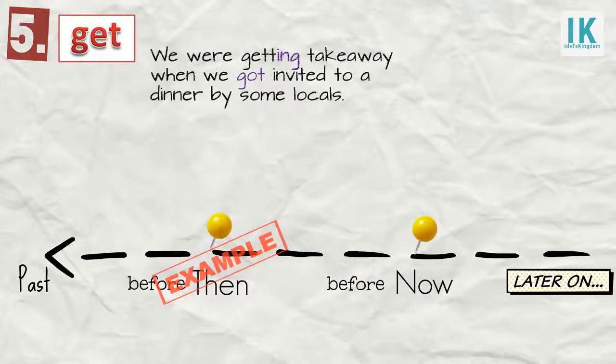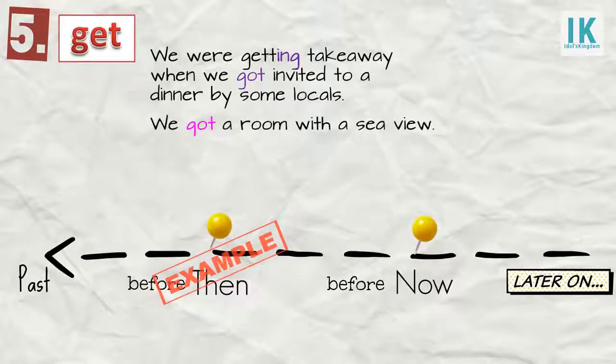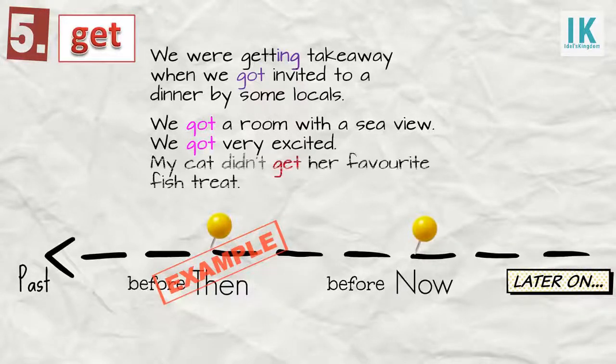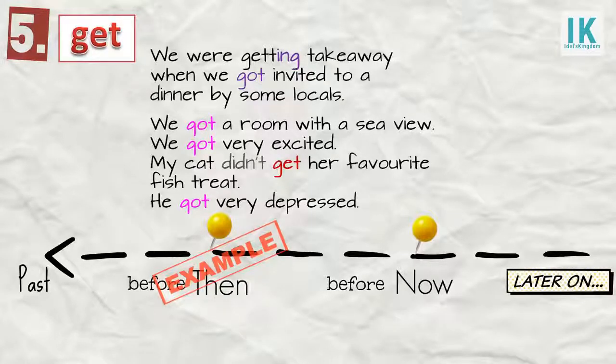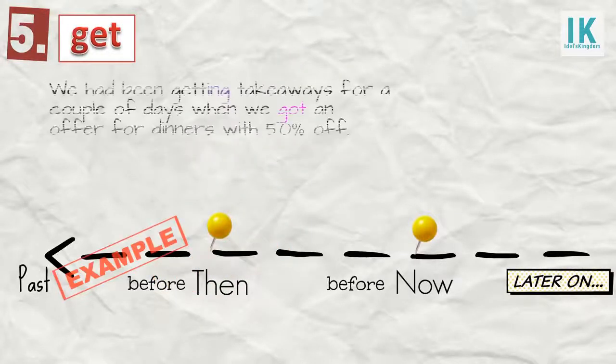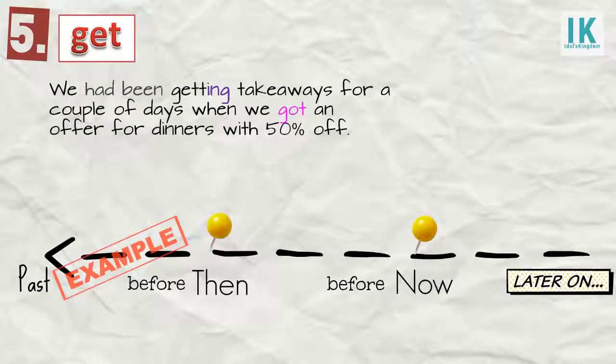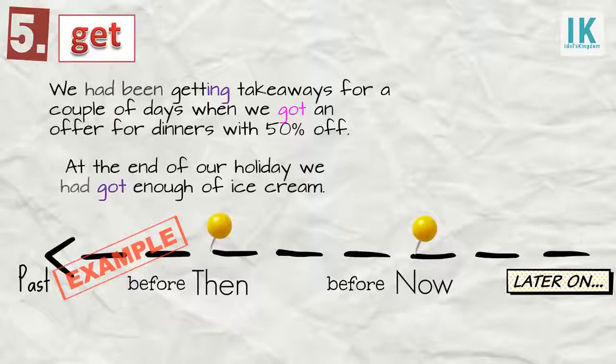Past. We were getting takeaway when we got invited to a dinner by some locals. We got a room with a sea view. We got very excited. My cat didn't get her favorite fish treat. He got very depressed. We had been getting takeaways for a couple of days when we got an offer for dinners with 50% off. At the end of our holiday, we had got enough of ice cream.